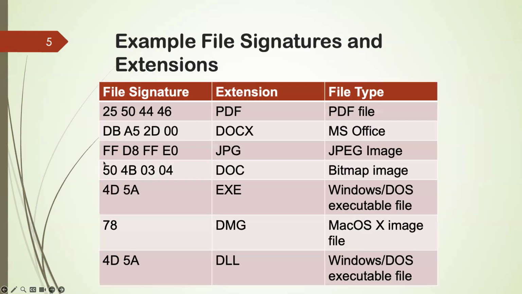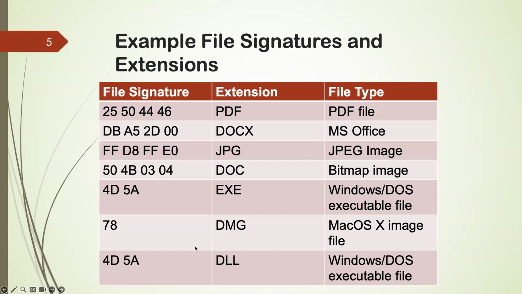So here are some other examples. The PDF, we already discussed its file signature. JPEG, we already discussed its file signature. MS Word has DBA5 2D00. Similarly, all the .exe files, the executable files, your programs, have the file signature of 4D5A. So all the executable files will have this signature. DLL files, Windows files, have 4D5A as well, because they are also executable files.